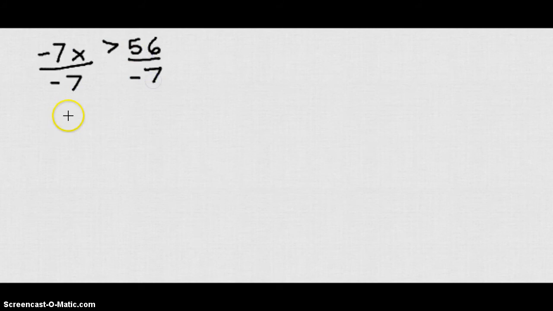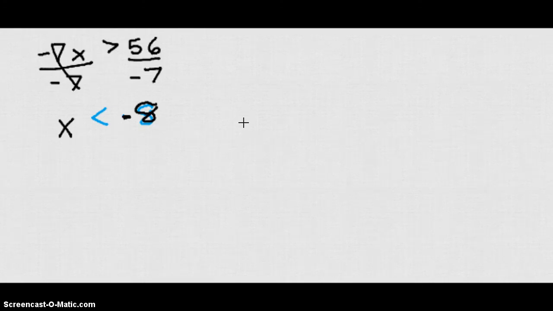Alright, so let's say I have negative 7x is greater than 56. Now I'm dividing both sides by a negative. So remember, any operation involving multiplying or dividing by a negative is going to involve flipping the sign. So now I'm going to have x is less than negative 8. So it's pretty much like solving equations, but you just have to keep in mind that when you multiply or divide by a negative, you have to flip that sign.